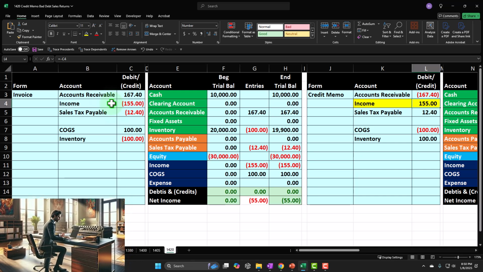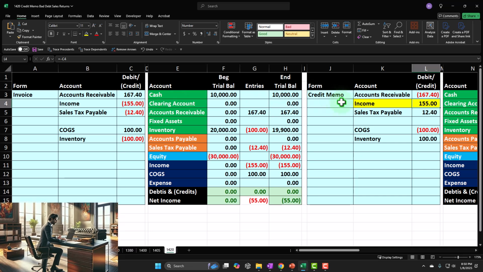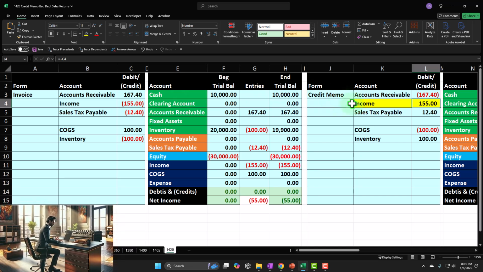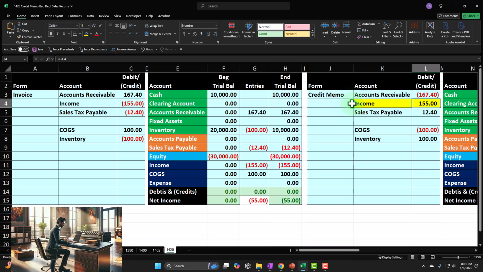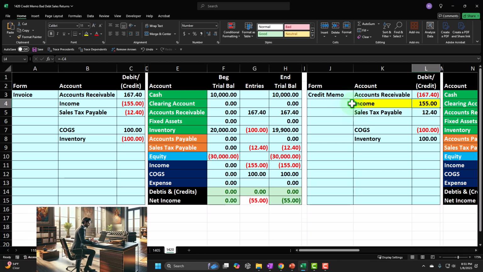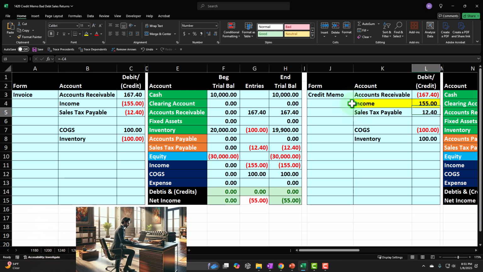That's the funny account. Why did I make it yellow here? Because normally we don't like decreasing the income account. We would rather make another account possibly, which would be a contra income account called sales returns and allowances. We'll talk more about that in a second, but let's keep going.